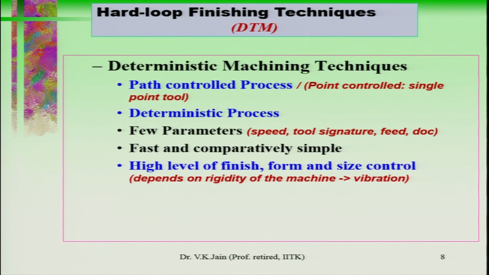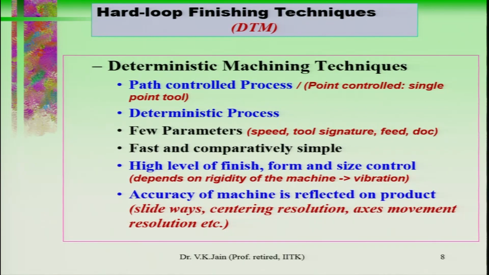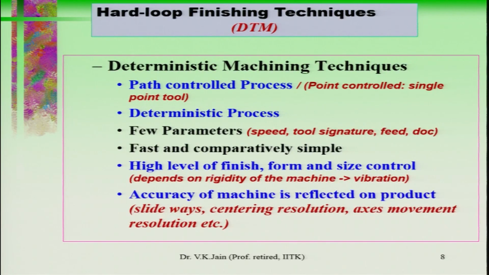If vibrations are not there or they are minimized, then definitely you can control the movement of the tool on the workpiece, and that affects the surface finish to a large extent. And then the accuracy of the machine is reflected on the product. Whatever is the accuracy of the different parts of the machine, just like the spindle, beds, cutting tools, etc., they affect the final accuracy of the component being machined and finished.